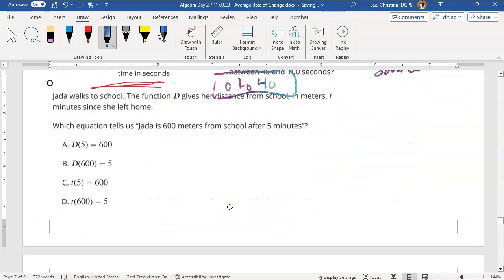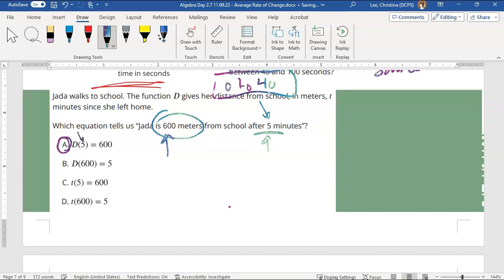All right, Jada walks to school. The function d gives her the distance from school in meters, t minutes since she left home. All right, which equation tells us Jada is 600 meters from school after 5 minutes? So it's a function of time. The input is 5 minutes. The output is how far she goes. And so this would be A. Here, the distance is a function of t, time, the 5 minutes.